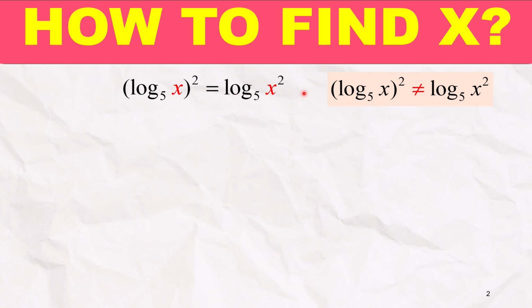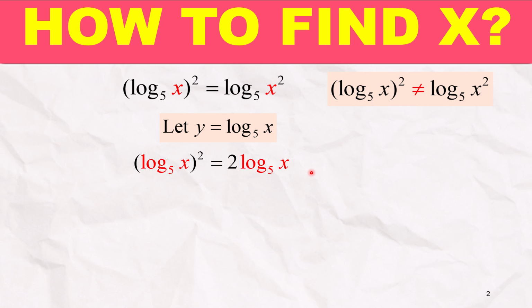So with this, how can we actually solve the equation? What I'm going to do is make use of the substitution method, which is I'm going to let y equal to log base 5 of x. Then I'm going to apply the power law for the right hand side, which means I bring down the index 2. So I will have log base 5 of x, bracket, square, equals to 2 log base 5 of x. And since I'm going to substitute this function by y, I have y squared equals to 2y.